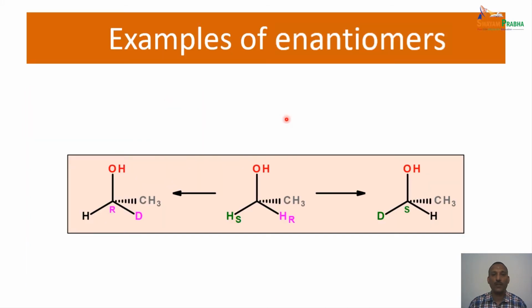Here we have some examples of enantiomers. So we have a simple compound, 1 carbon, 2 carbon, OH. That means this is nothing but ethanol. We have HR and HS. That means if this hydrogen is replaced by a deuterium, then what type of isomer are we going to get, that is mentioned here. If this is replaced as shown here, we are going to get an R isomer, and if this hydrogen is replaced by deuterium, we get an S isomer. We will soon study what this R and S nomenclature, or notation, is that is used for representing chiral carbon.